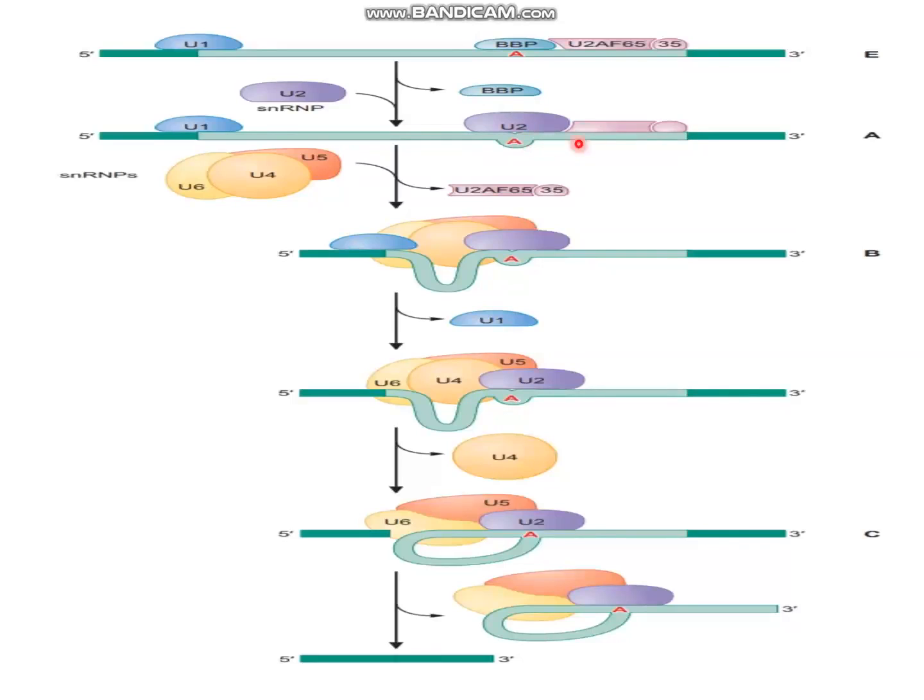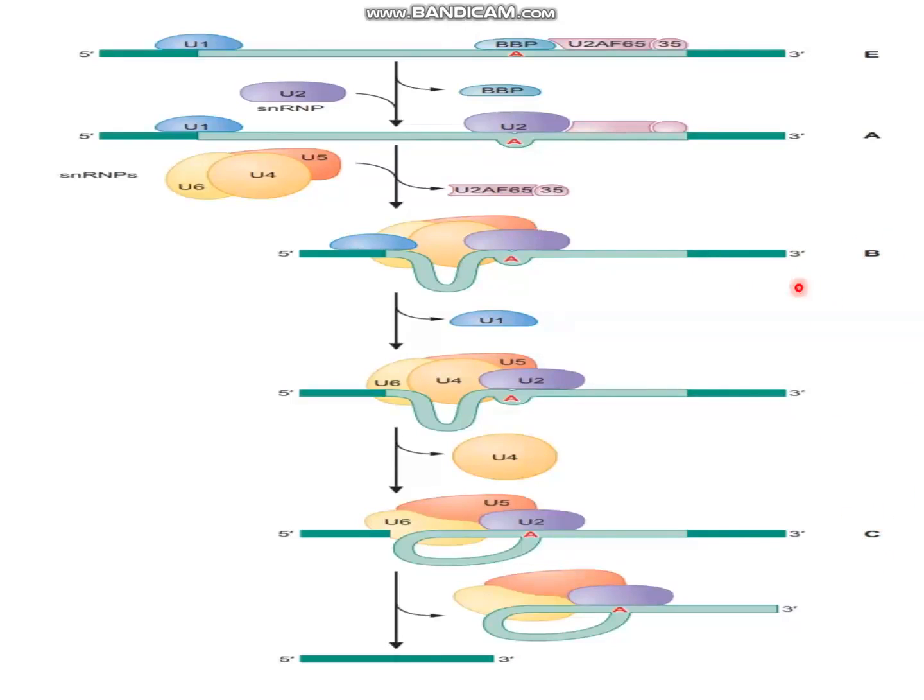Now, this A complex undergoes a conversion to the B complex, which occurs by the action of the tri-snRNP. The tri-snRNP includes U4, U5 and U6. As you can see in this figure, as the tri-snRNP comes and binds to the pre-mRNA, it tends to fold the pre-mRNA strand, and it also displaces the U2AF65 or 35 subunit from the 3' splice site. Now, this complex undergoes certain rearrangements to produce a C complex, which is known as the active complex.